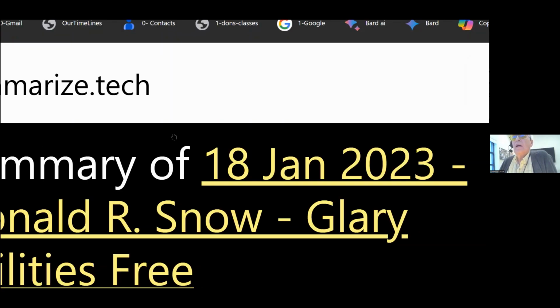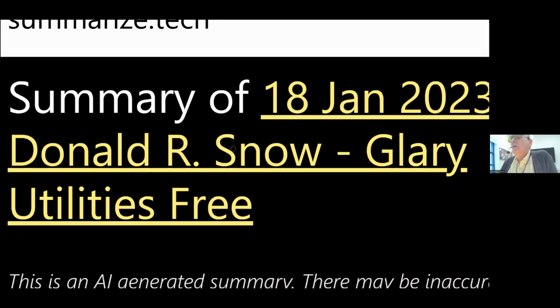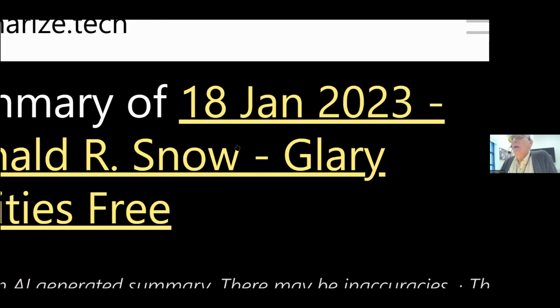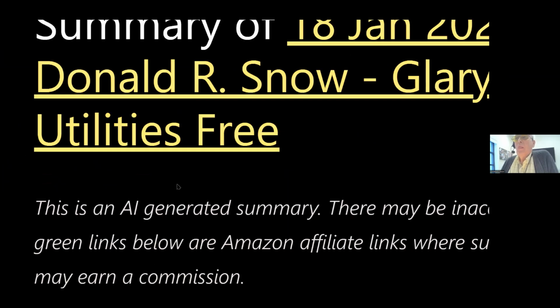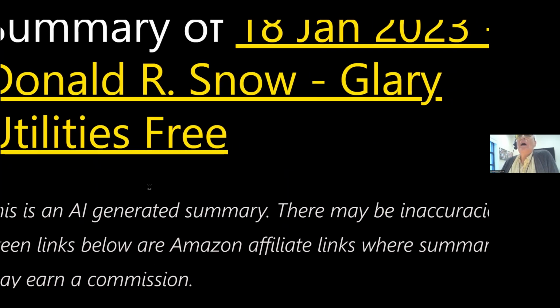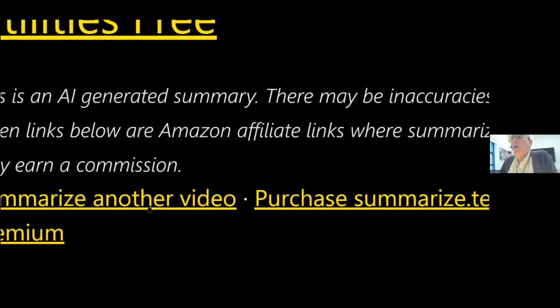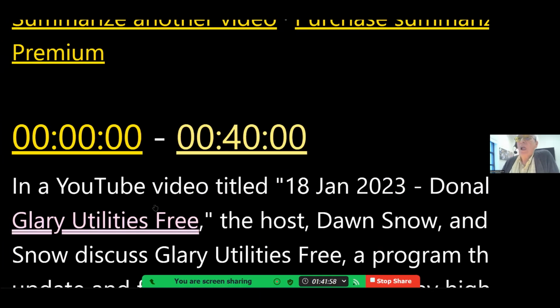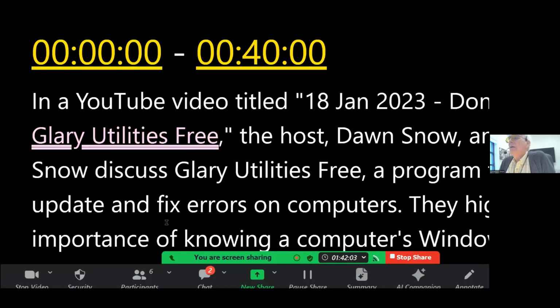Okay, now it's loading. And so this should give us, if this works right, the details. Okay, the summary of the 18th of January of last year. Gosh, it's over a year ago, wasn't it? Of Donald R. Snow on Glary Utilities free. And here's the summary of it. This is an AI generated summary, and there's the time. It was exactly 40 minutes. And here's all the stuff. And that's all written out there in text form.